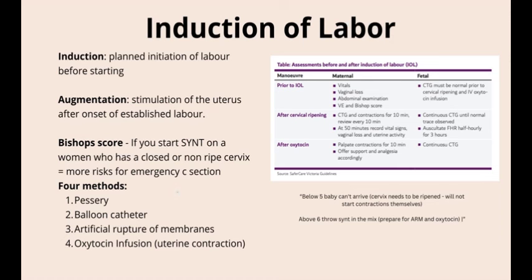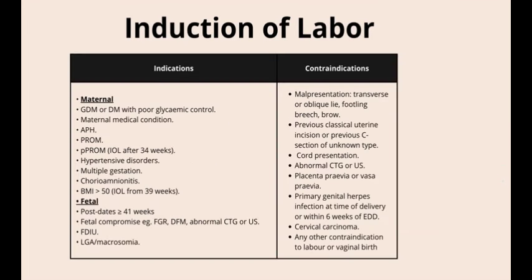4 different methods that are used that are discussed in prompt are a pessary, a balloon catheter, an artificial rupture of membranes, and oxytocin infusion. And this great diagram here will tell you a little bit about what steps need to be given, and happen at what time, for an induction of labor.